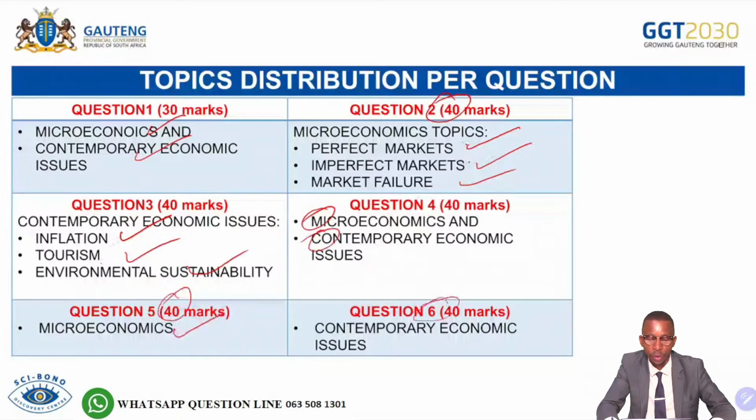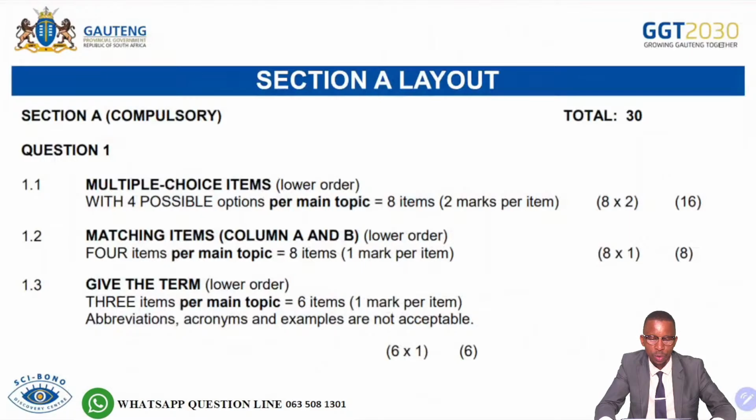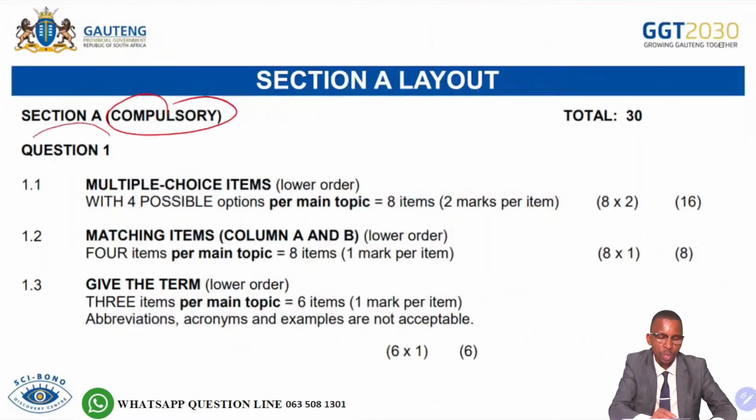You need to ensure that you are fully informed about essays under contemporary economic issues. All of them will be given to you so that you know which ones belong to micro and which ones belong to economic issues. So this is our section A layout. Section A, remember, is compulsory as question 1.